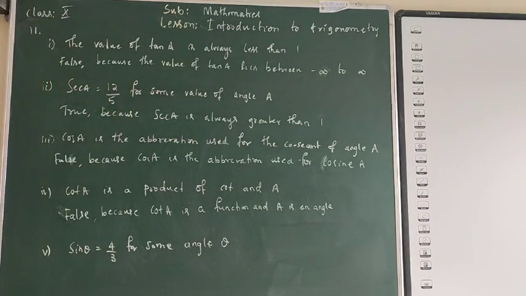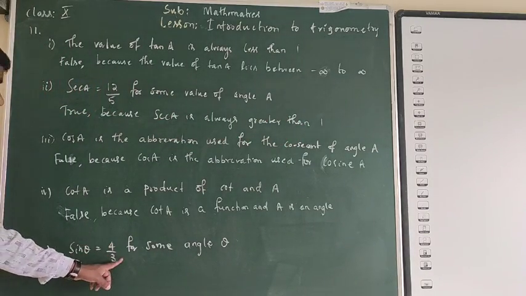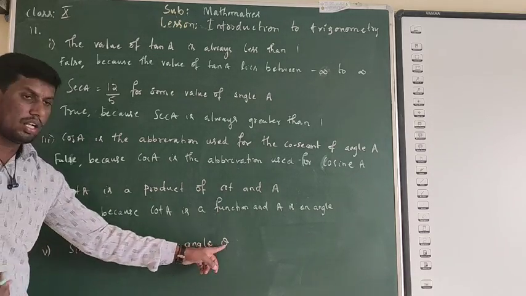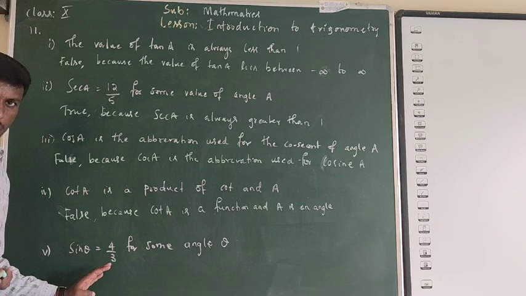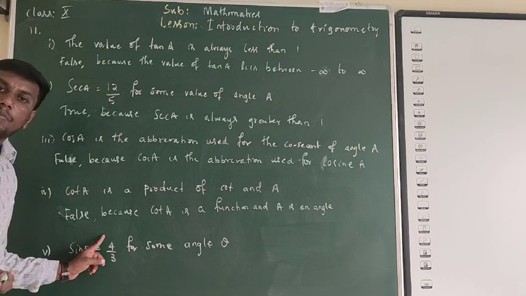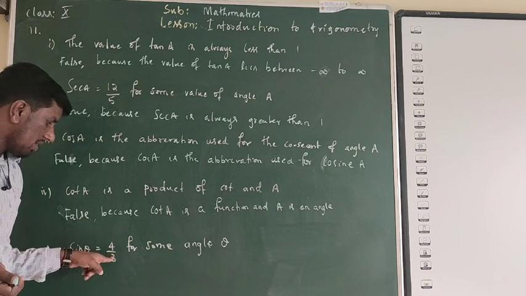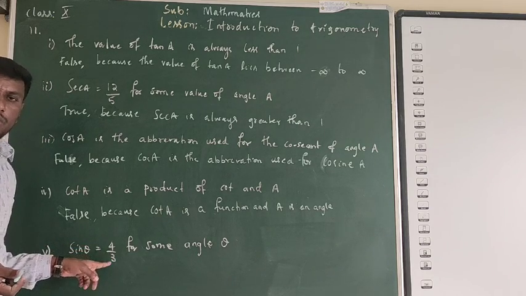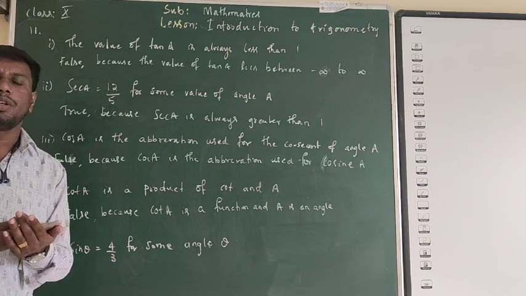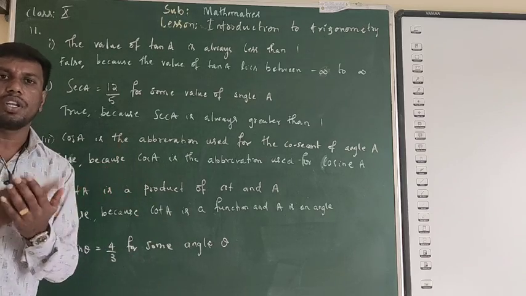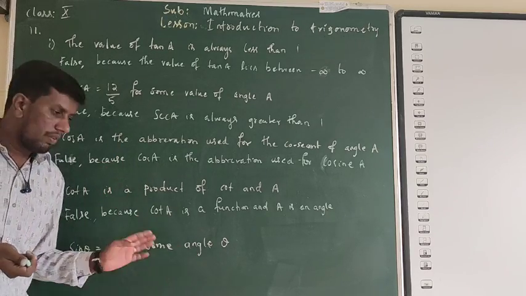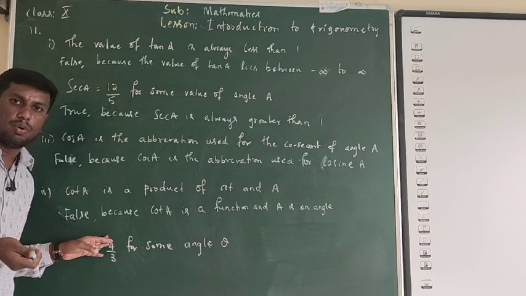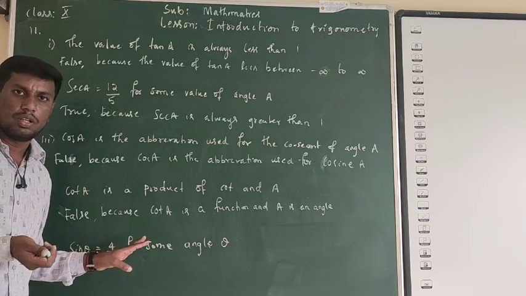Okay, now sin theta is equal to 4 by 3 for some angle theta. Is that true? What is sin theta? Opposite by hypotenuse. Look at the hypotenuse value 3. Look at the opposite value 4. You know that in a triangle, the hypotenuse value must be greater than the other two sides. Whereas here, they have given hypotenuse is equal to 3 and opposite side as 4. Is this possible? No, this is not possible.